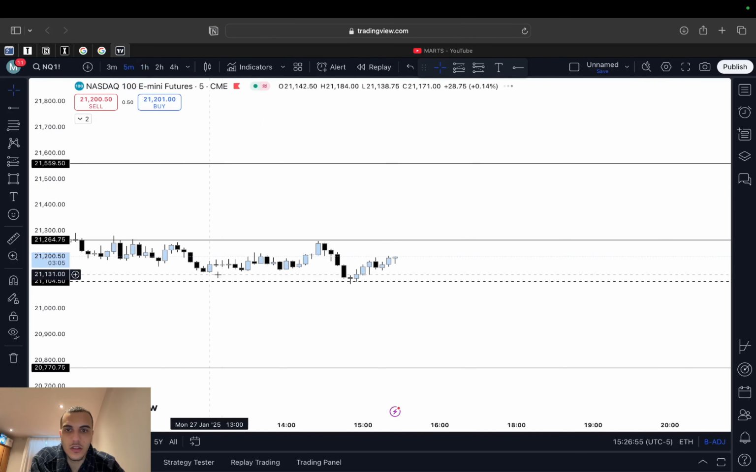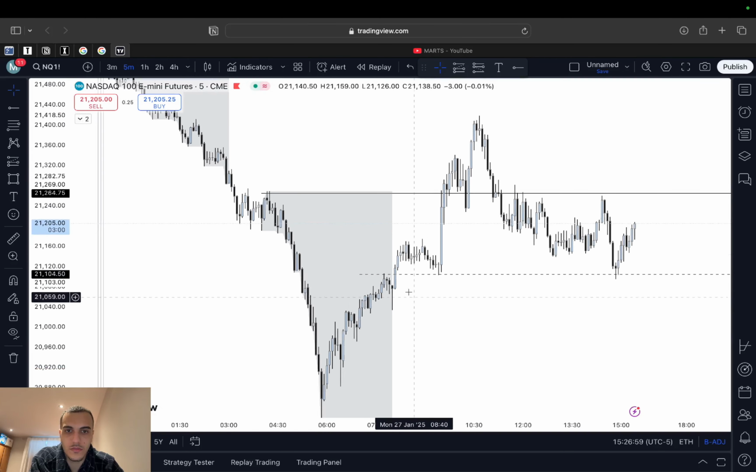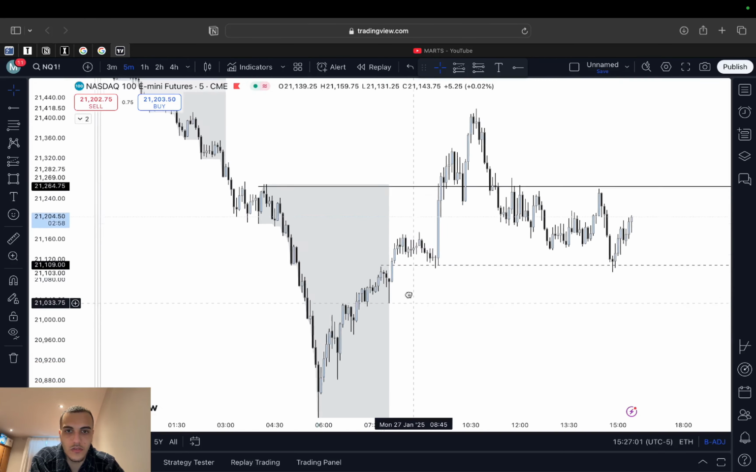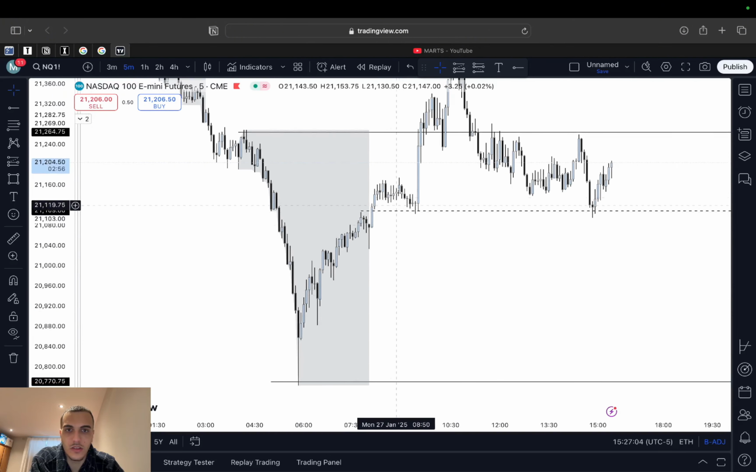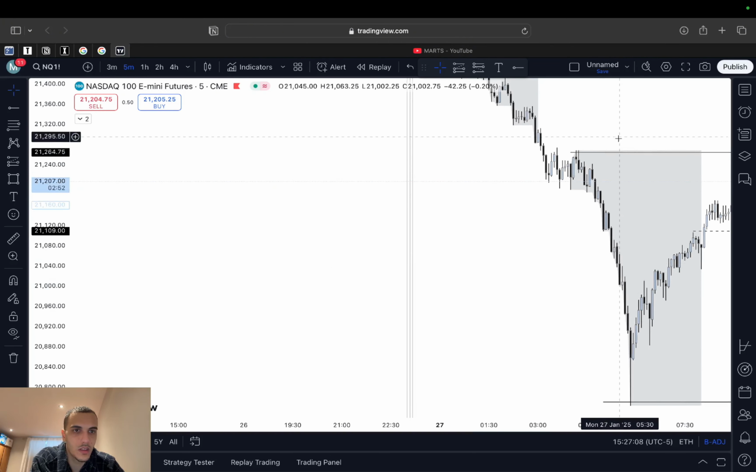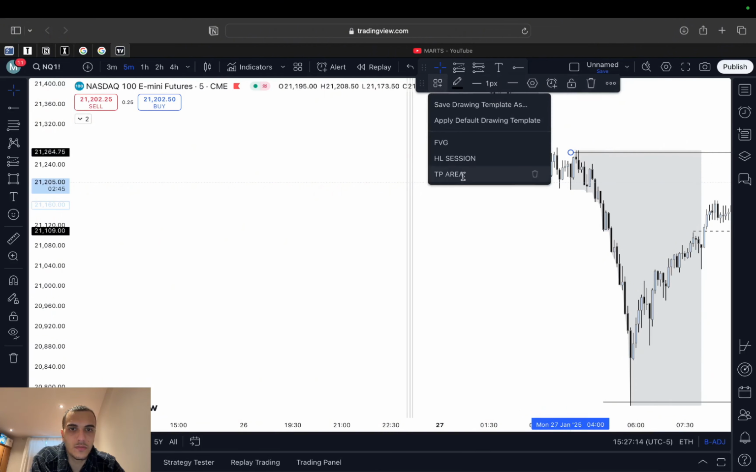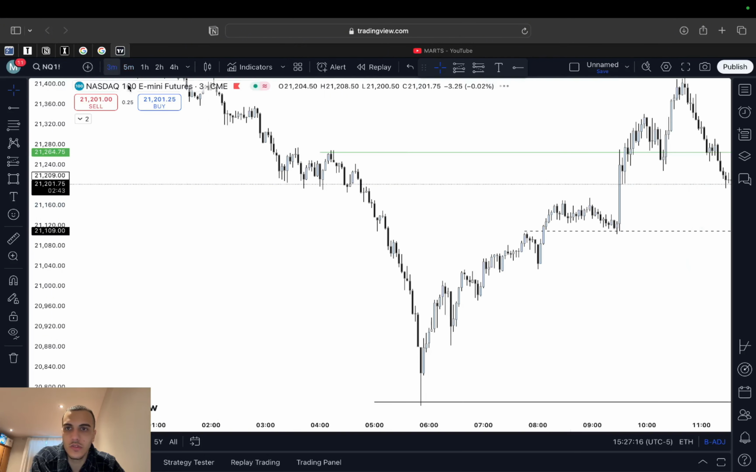So then I scale down to the 5 minute to see if everything is looking good, if everything makes sense. It does. Remind you this is not existing, so it's like that. And so this becomes my TP zone, take profit zone. Then scale down to the 3 minute.